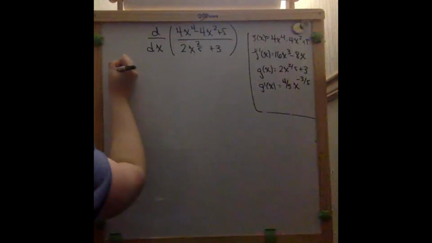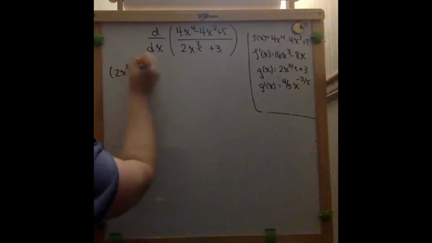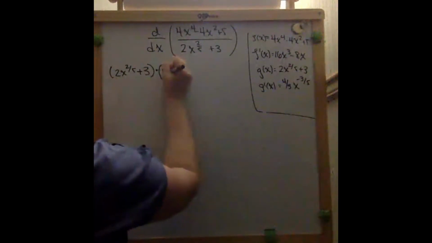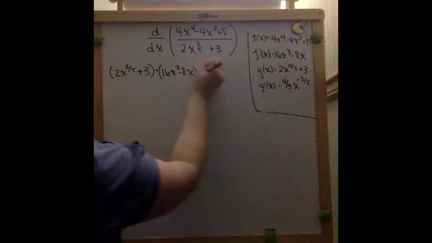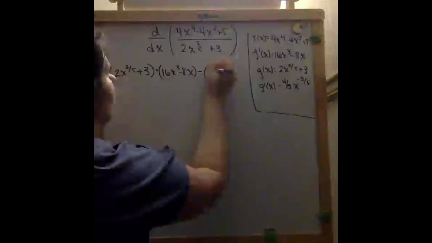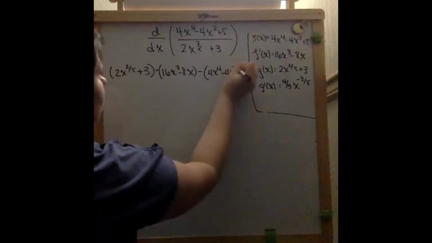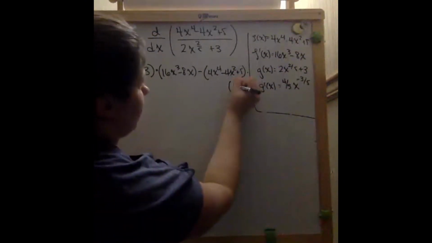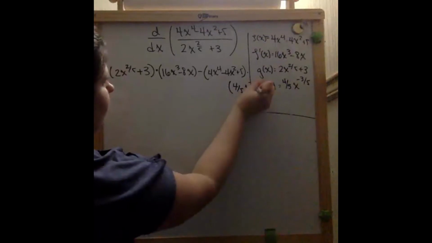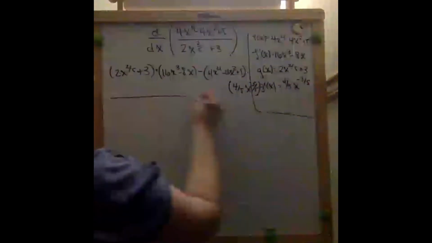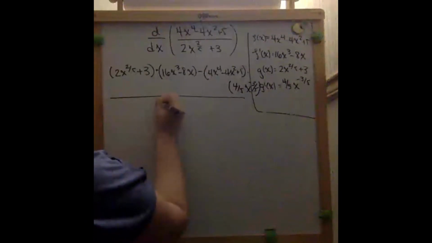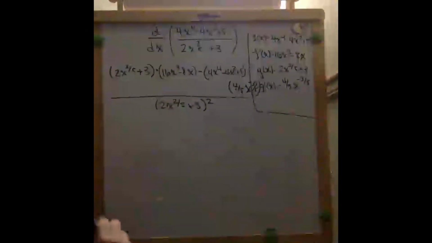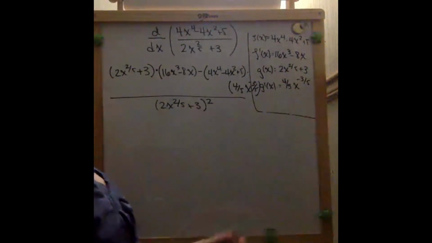Okay, so we have g of x, 2x to the 2/5 plus 3 times the derivative of f, which is 16x cubed minus 8x, minus f, 4x to the 4th minus 4x squared plus 5 times g prime of x, which I'm just going to squeeze in down here, 4/5 x to the negative 3/5. Sorry, I had to squeeze that in a little bit. And then we have our denominator squared, 2x to the 2/5 plus 3 squared. Again, have to multiply all this stuff out.